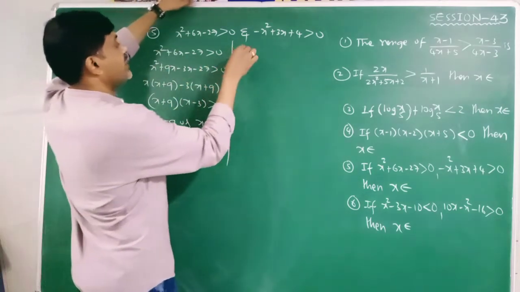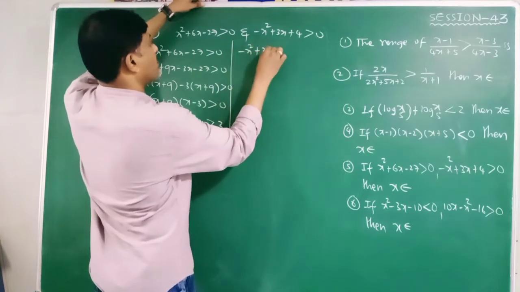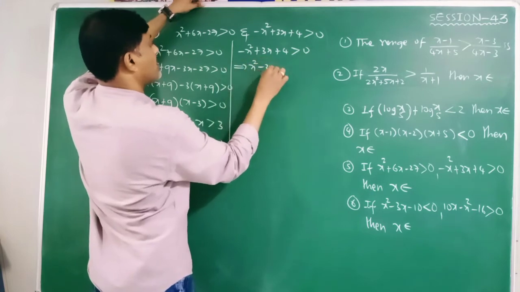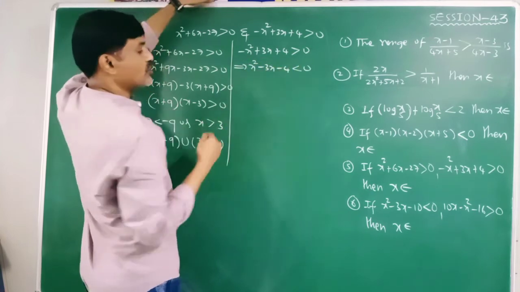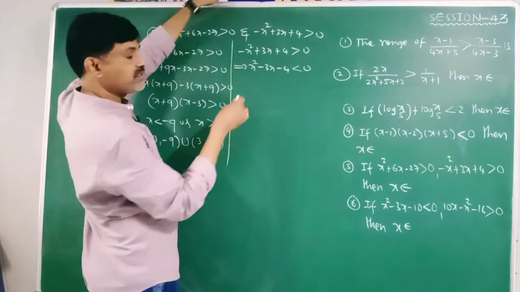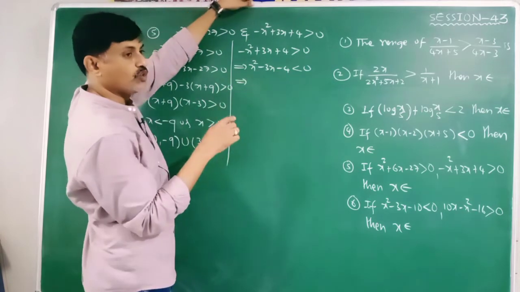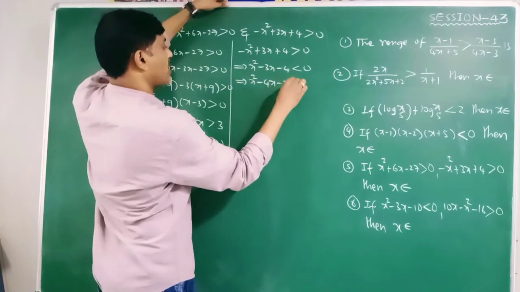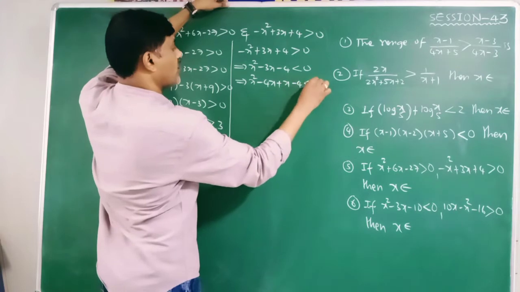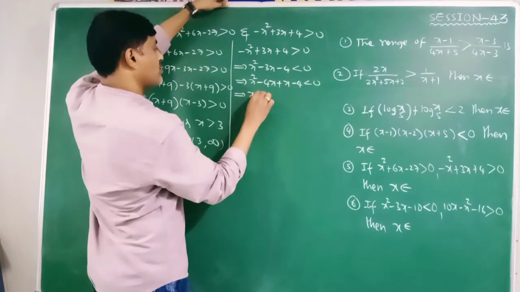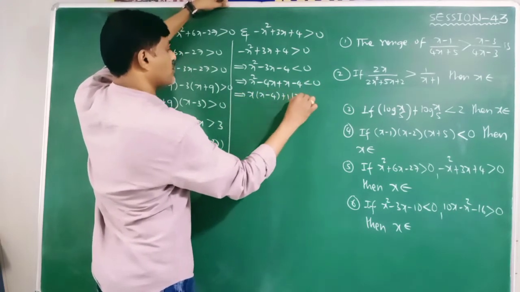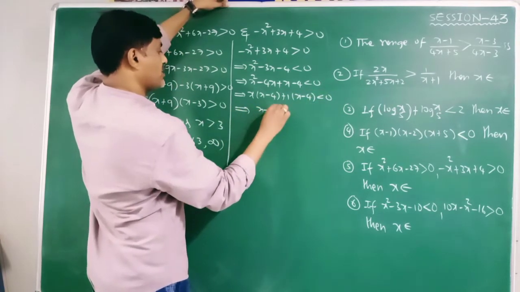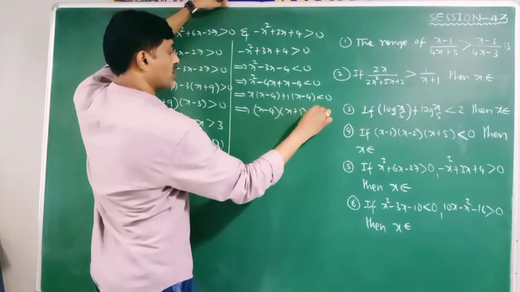Now comes to the second inequation. Minus x square plus 3x plus 4 greater than 0, multiply with minus: x square minus 3x minus 4 less than 0. Here minus 4 factors we have to write, you know very well: minus 4 into 1, minus 4 plus 1. Now this is x square minus 4x minus x plus x minus 4 less than 0. Now take x common: x minus 4 plus 1 times of x minus 4 less than 0. This is very clear. x minus 4 times x plus 1 is less than 0.